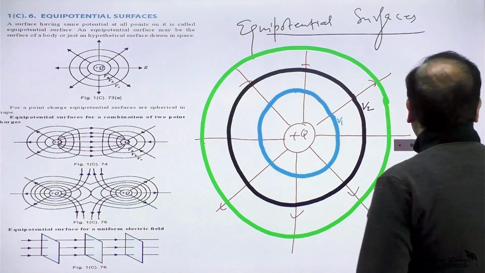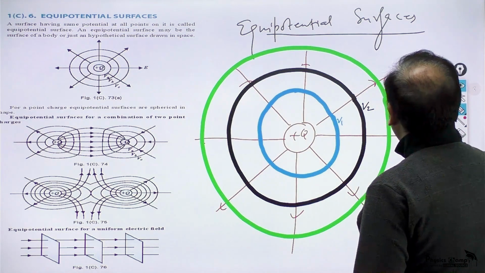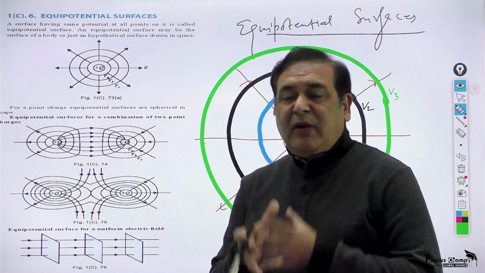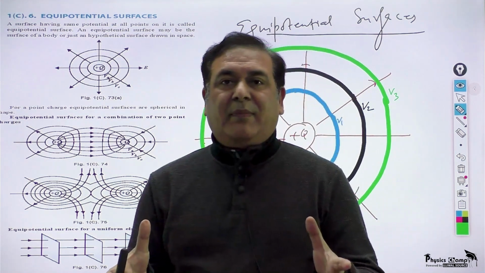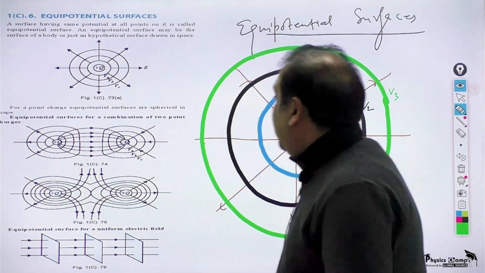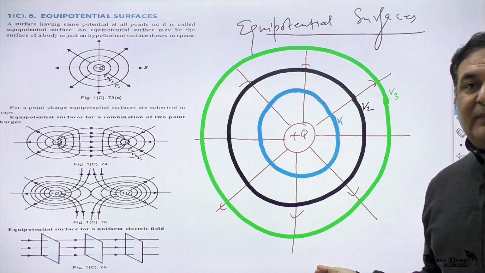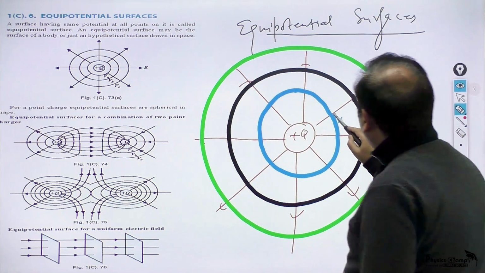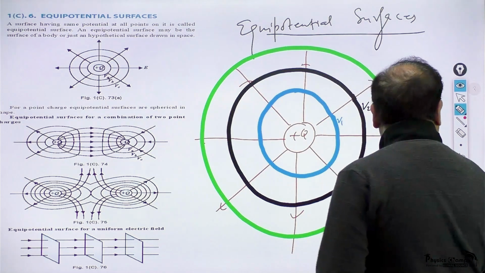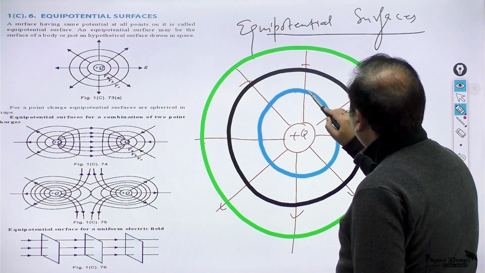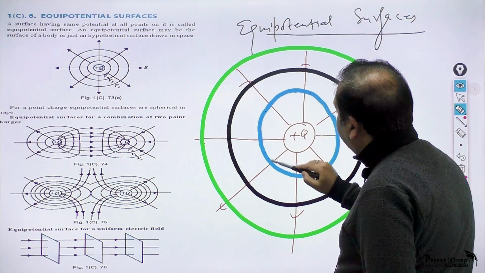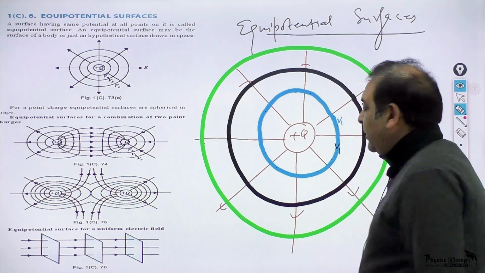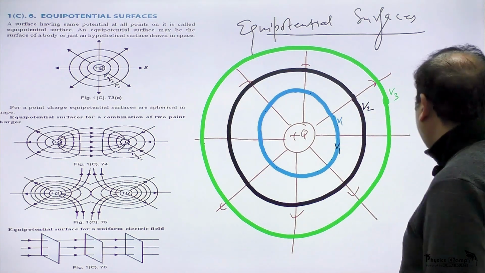That will be another equipotential surface V3. So every next sphere around this point charge would be an equipotential surface. And the point to understand is that at every point of this equipotential surface, the potential will have the same value, and that is V1. Everywhere the potential will have the same value, that is V1.